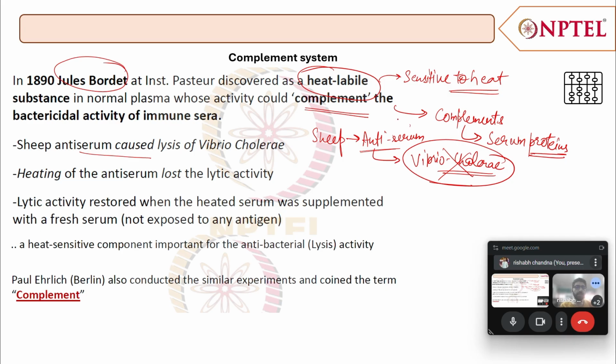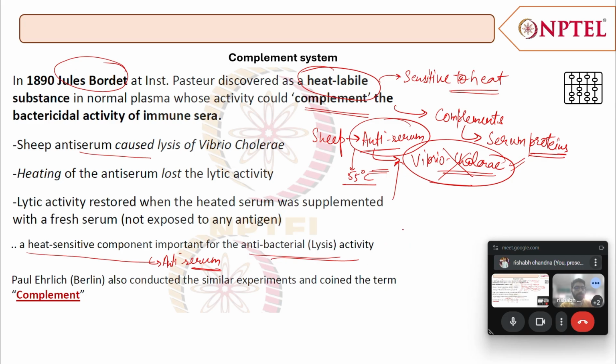Now, when he heated this anti-serum to nearly 55 degrees Celsius, it lost its ability to lyse these bacteria. And when he added fresh anti-serum to this solution, the lysis activity was restored. So he suggested that there is a heat sensitive component in the anti-serum that is important for the antibacterial lysis of the serum.